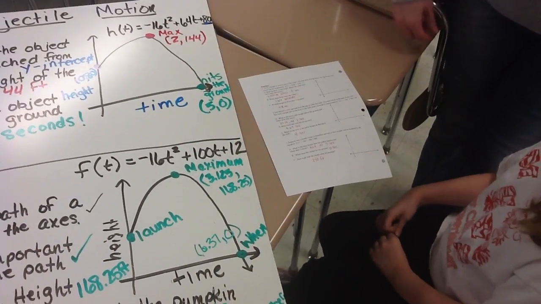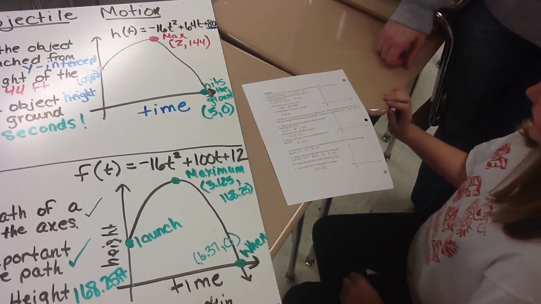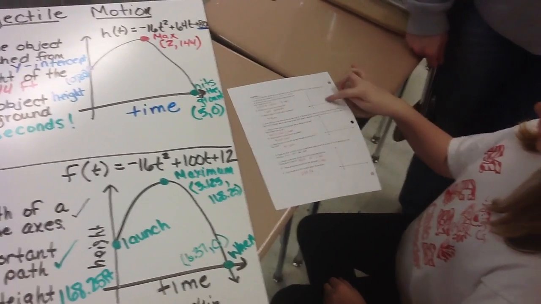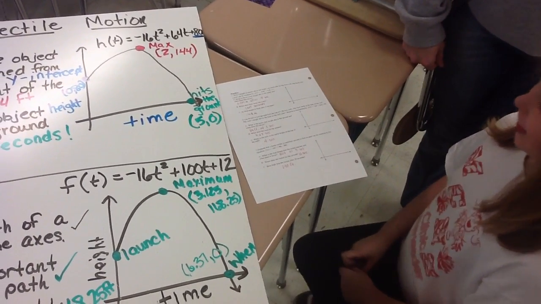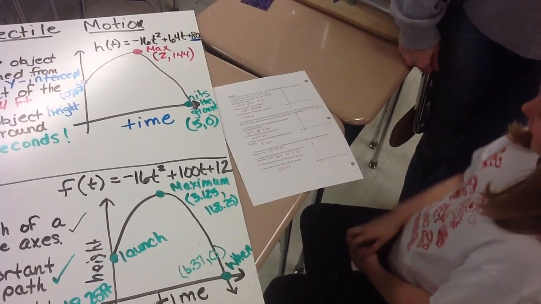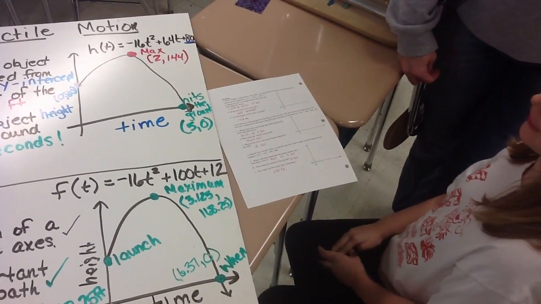Okay, for your homework, my mom and Mr. Griffin want you to draw the graphs and label all the important parts. And we'll get the numbers tomorrow.